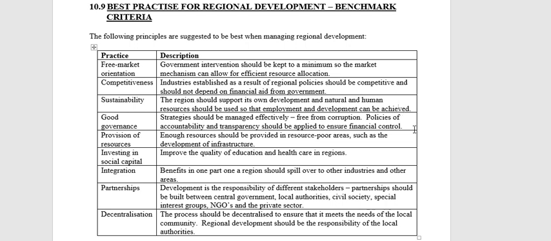Good governance means that the strategies and policies that we use to stimulate industrial development should be managed properly. There shouldn't be any sign of corruption. The policy there is transparency and accountability, to make sure that there's proper control. So good governance means that there shouldn't be any corruption. Financial control: the financial statements are transparent.